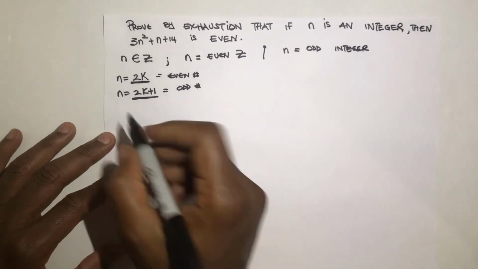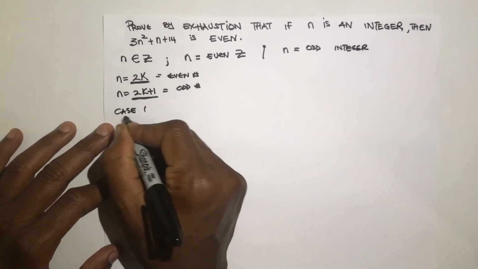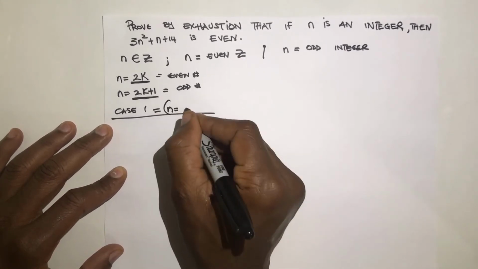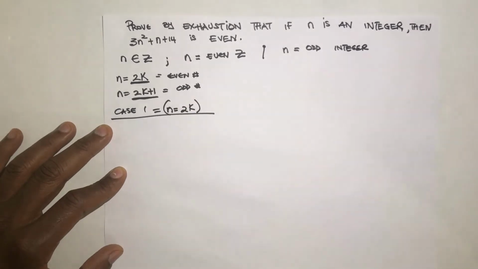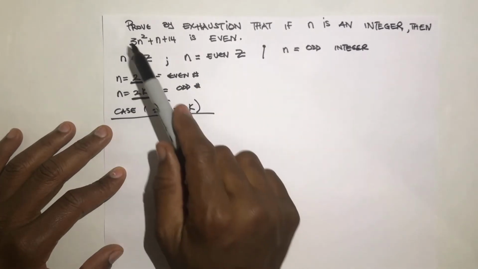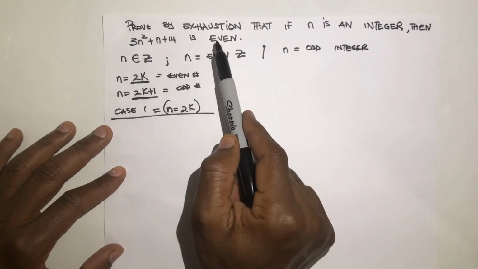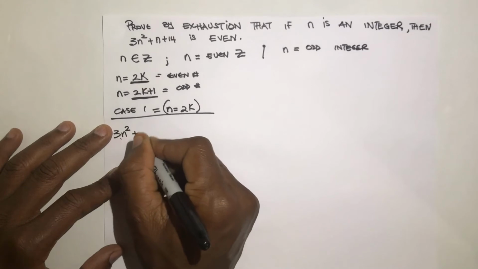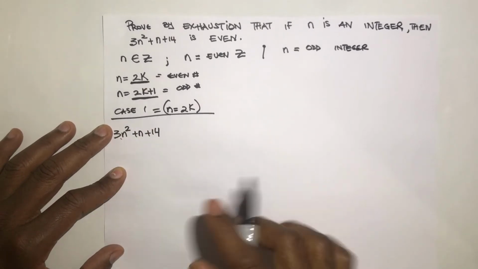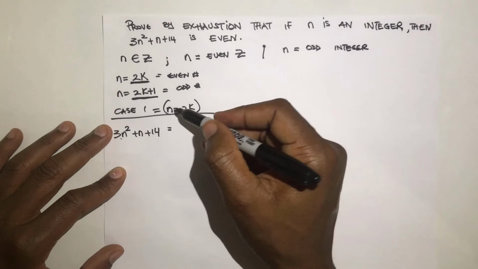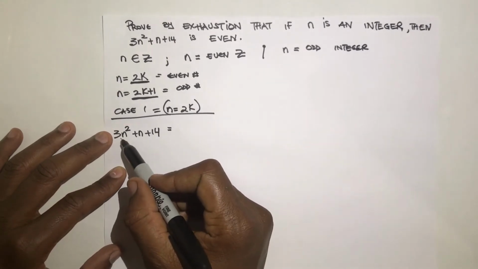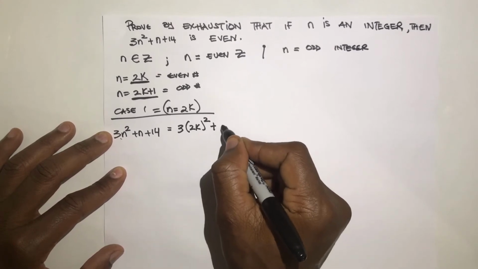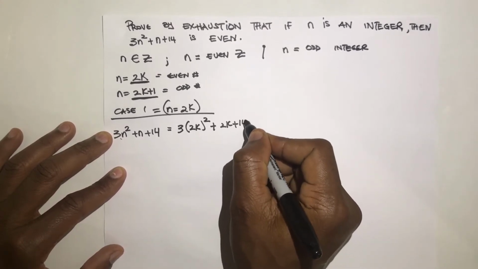Now looking at case 1, which is where n is equal to 2k, which is an even number. So we are trying to prove that 3n squared plus n plus 14 is actually even. Now let us look at this: 3n squared plus n plus 14, right? If we take n equals 2k and substitute in this equation, we would get 3 times 2k all squared plus 2k plus 14.